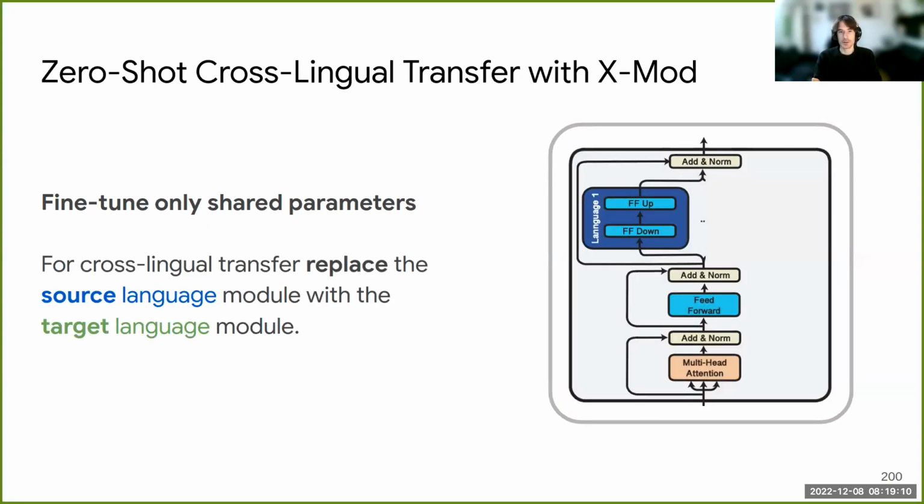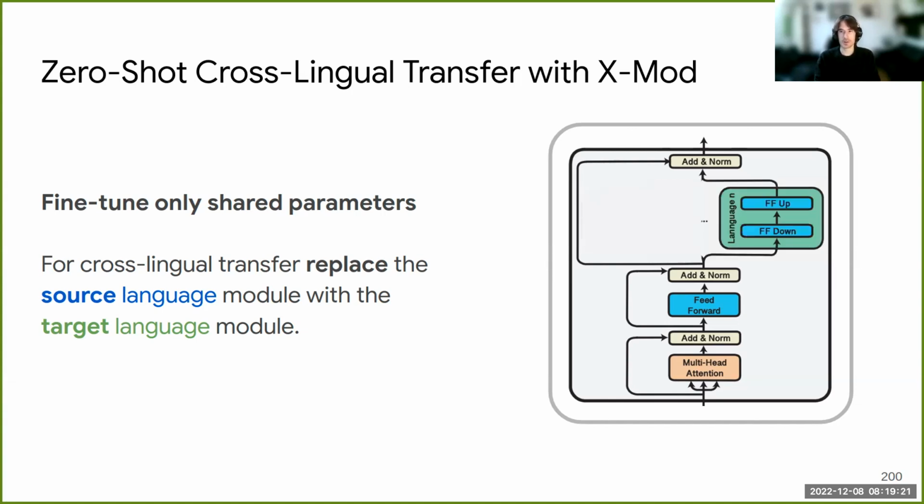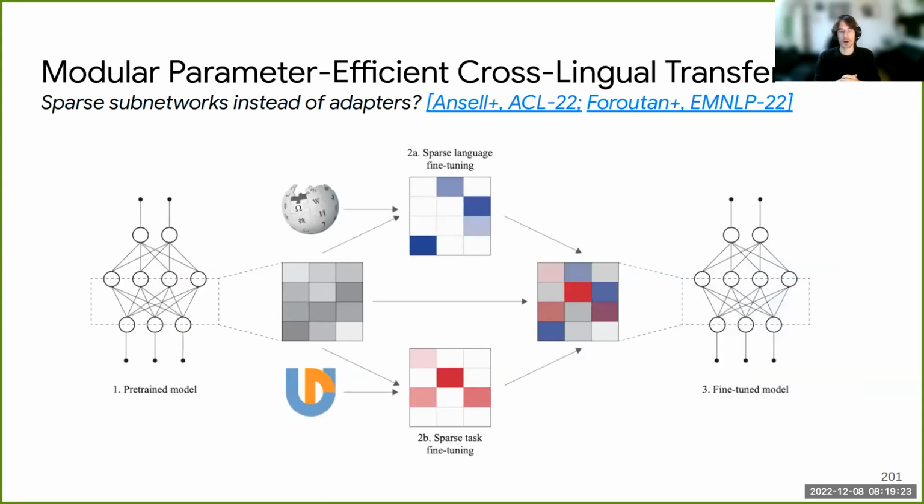You're just going to fine-tune the shared parameters, and then at cross-lingual transfer, you will replace the source language module with the target language module as done before, because those modules actually store language-specific knowledge. So that's the main idea.